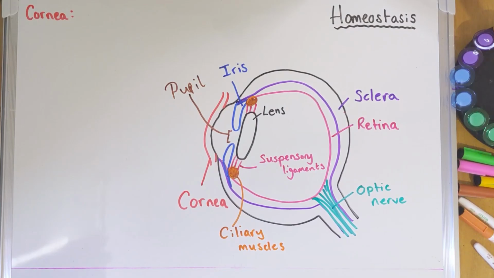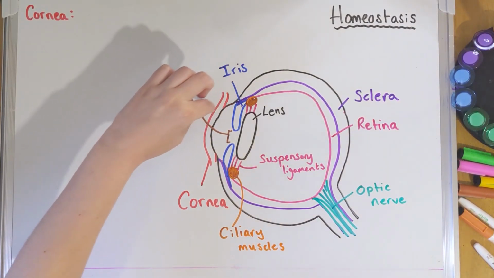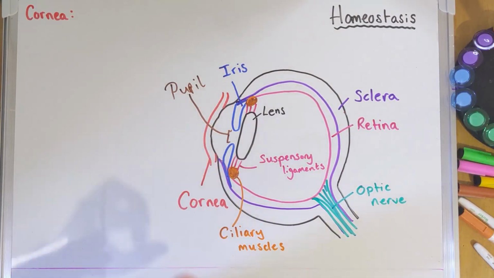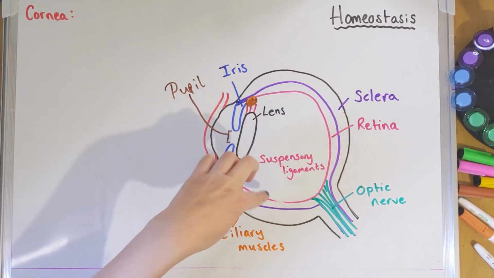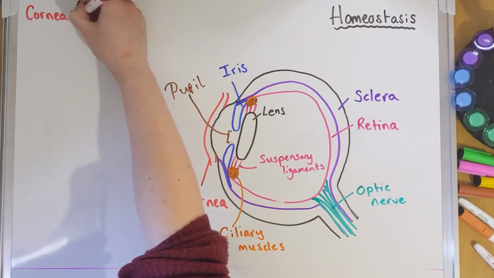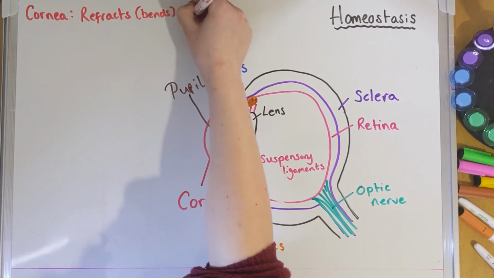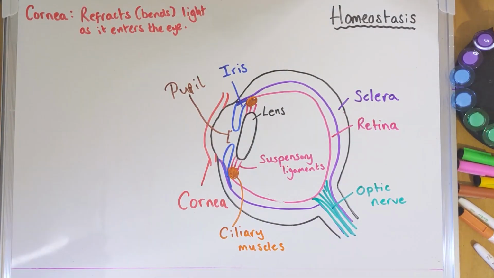The cornea is a clear layer on the outside of your eye. It's transparent, and what it does is it bends or refracts the light as it enters your eye to help start focusing that light onto the cells at the back of the retina. You will have probably done refraction in physics, so apply those ideas there, that refraction is bending of the light.